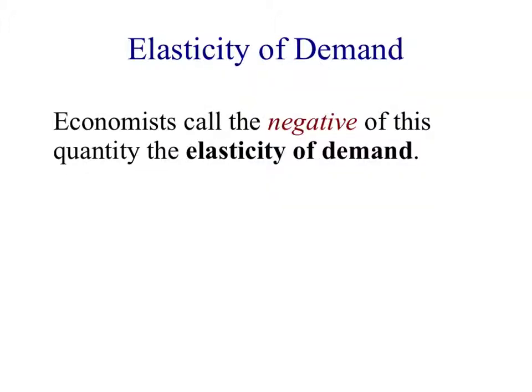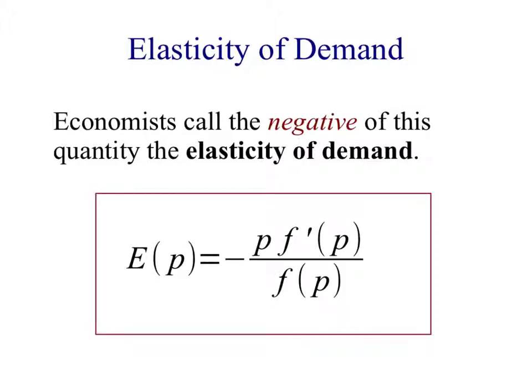And that expression has a special name. In fact, economists call the negative, or the opposite, of that quantity we calculated the elasticity of demand. We'll refer to the elasticity as E of p, which has this formula: negative p times f prime of p over f of p.